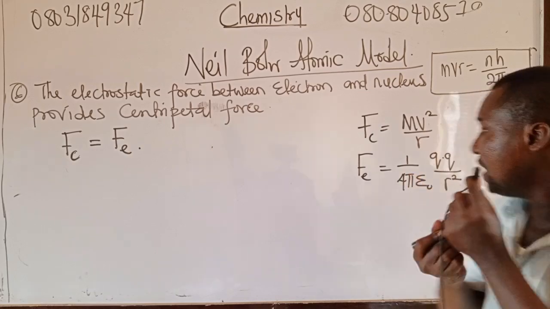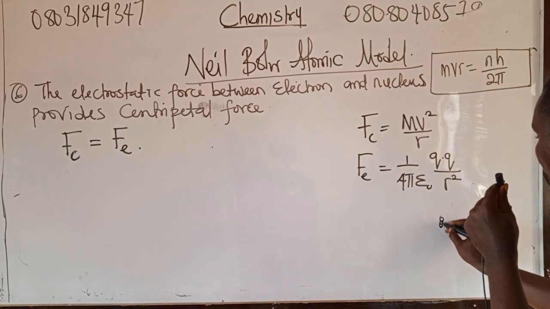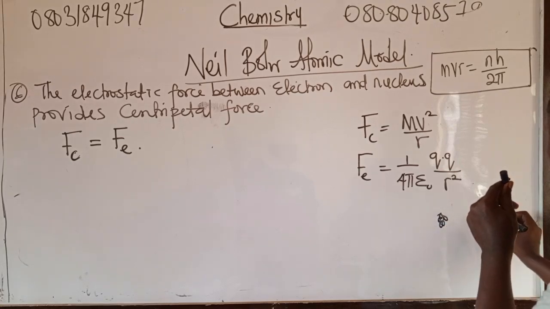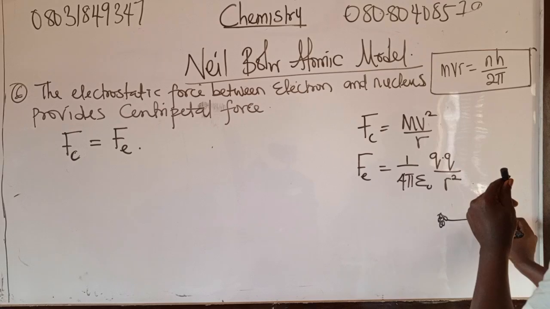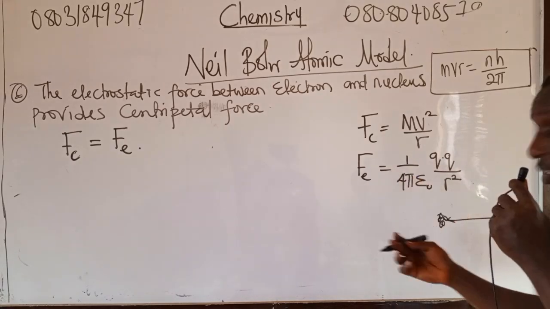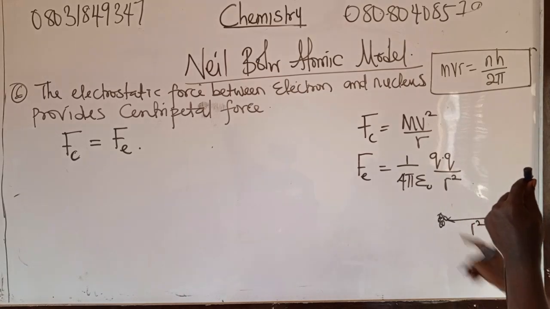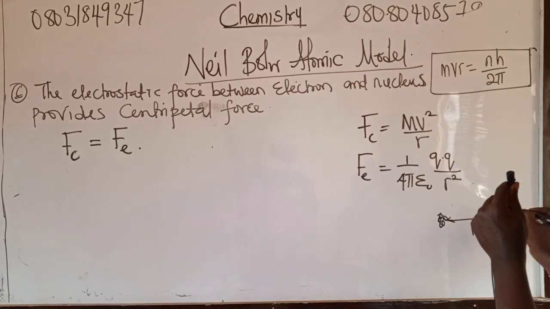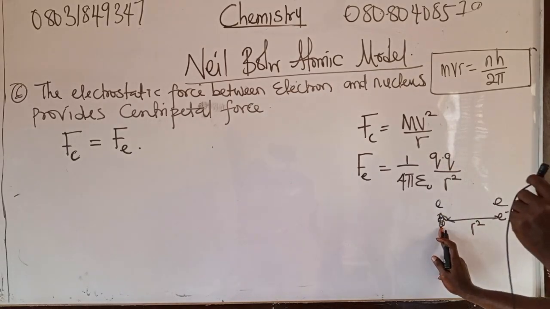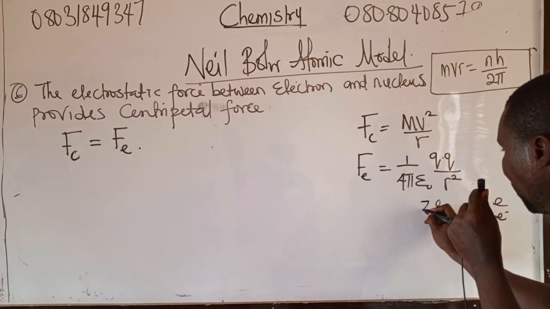Therefore, I can simply say, if we have the nucleus, and inside the nucleus I have proton, then this is the electron. The force between them is known as electrostatic force. Then this is the radius, and the square of the radius. The charge of this, they are the same. Let me use e for the charge. But inside the nucleus, I have a certain number of protons. I use Z for that number of protons.